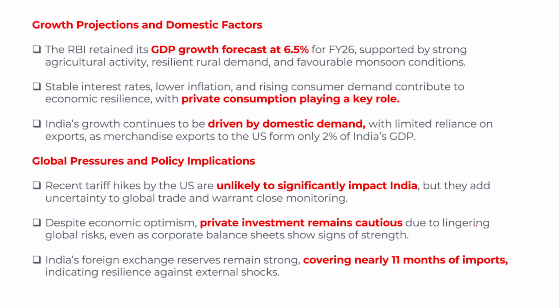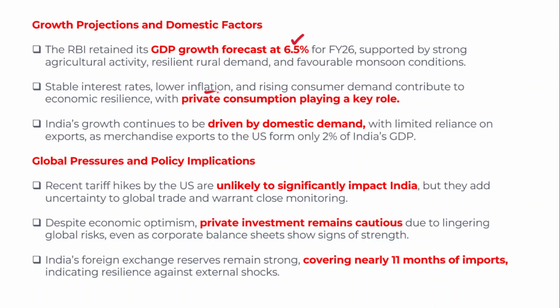So let's understand the growth projections and the domestic factors before discussing the neutral stance from the RBI's Monetary Policy Committee. The Reserve Bank of India retained its GDP growth forecast of 6.5%. So in the financial year 26, India would grow 6.5%, right? And this growth would be further supported by strong agricultural activity because of a good monsoon this year, resilient rural demand and favorable monsoon conditions. Therefore, India would grow at 6.5% per annum this year, and still be the fastest growing major economy in the world.